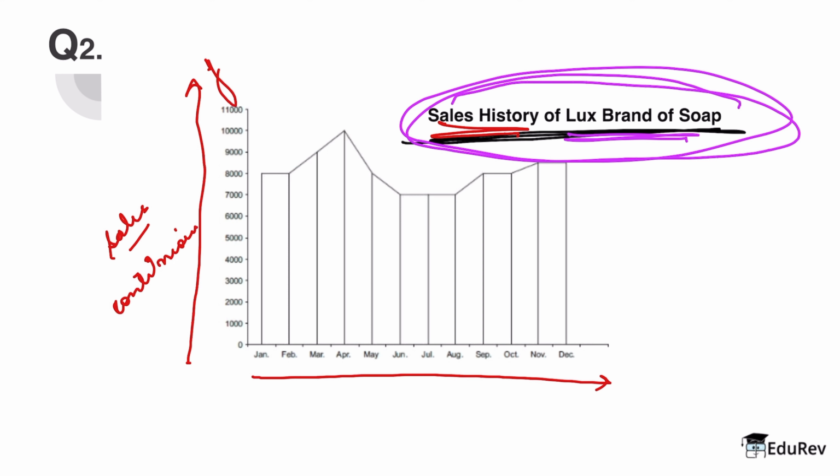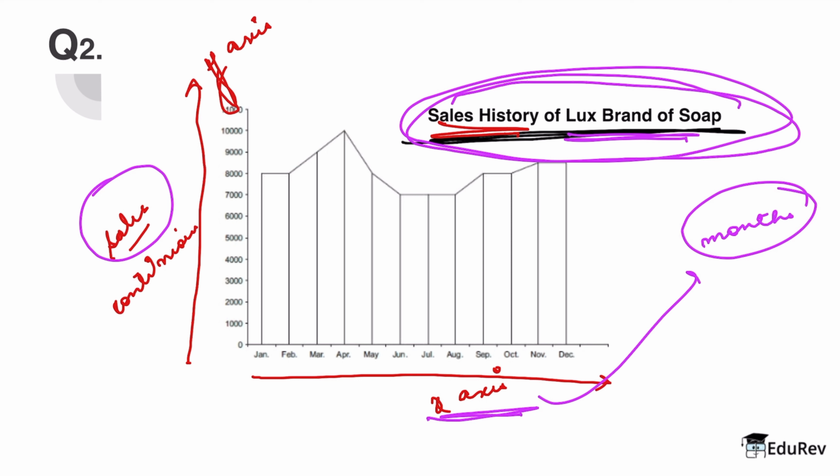So this is your y-axis. And this is my x-axis. And this is your discrete. So this is your months. And these are my sales. Alright. So let's go to the question.